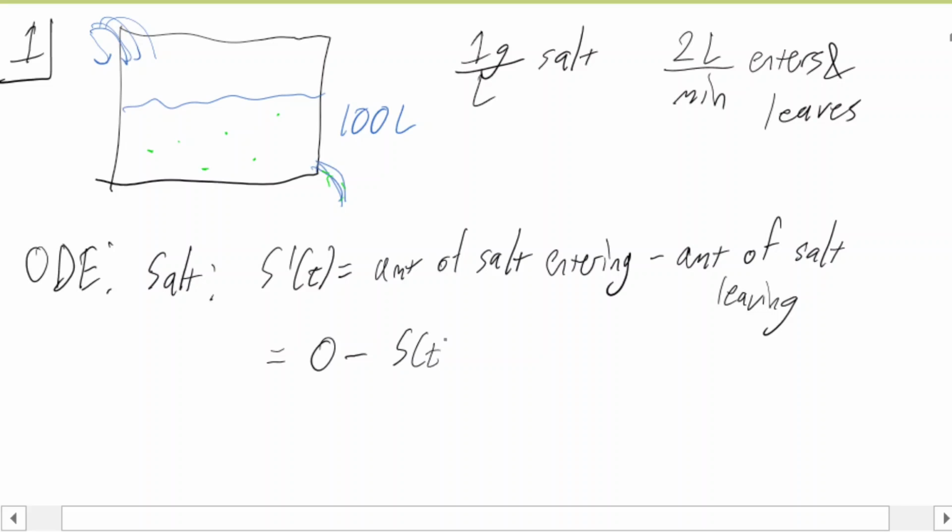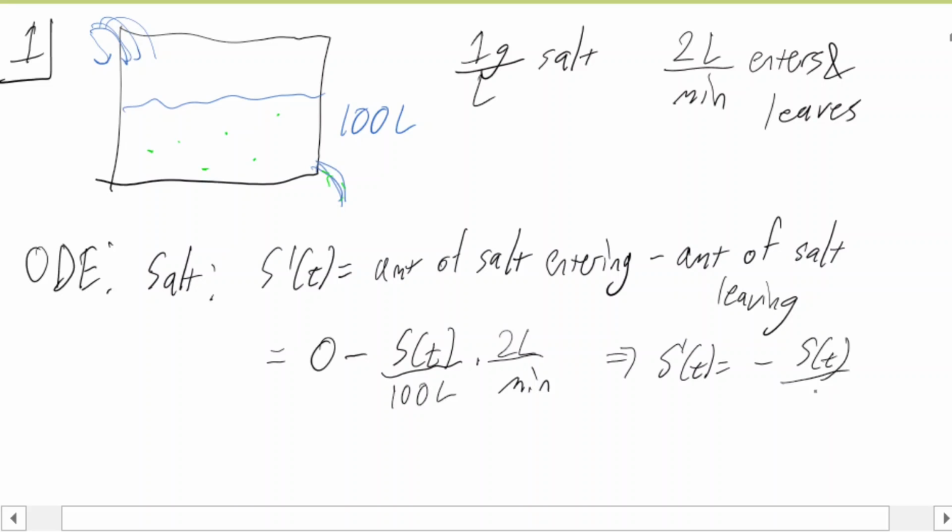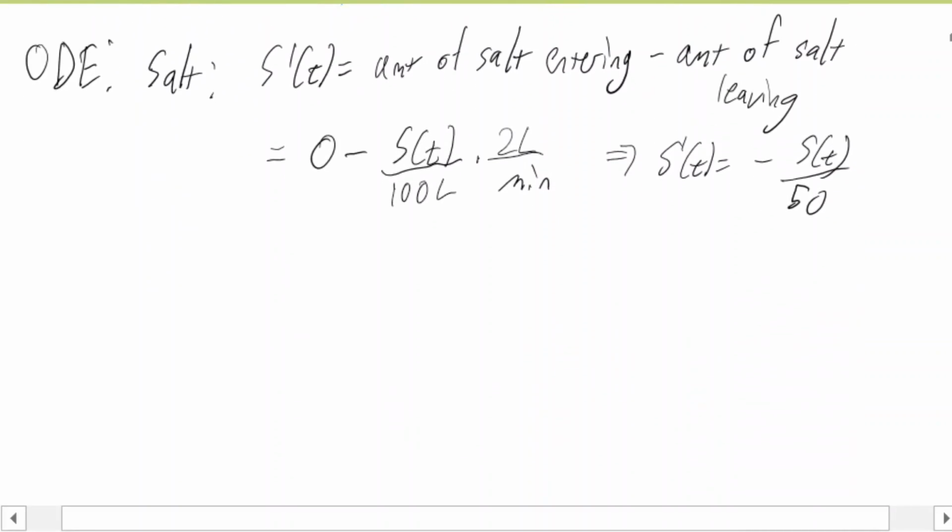So we actually need to put an S of t in here. And so S of t over 100 is the concentration at time t, and then multiply that by the rate at which it's leaving. So this gives us our differential equation. Now, I highly suggest you pause and think about why this is the way the differential equation should be set up and how the changing salt changes the amount of salt that is leaving at time t.